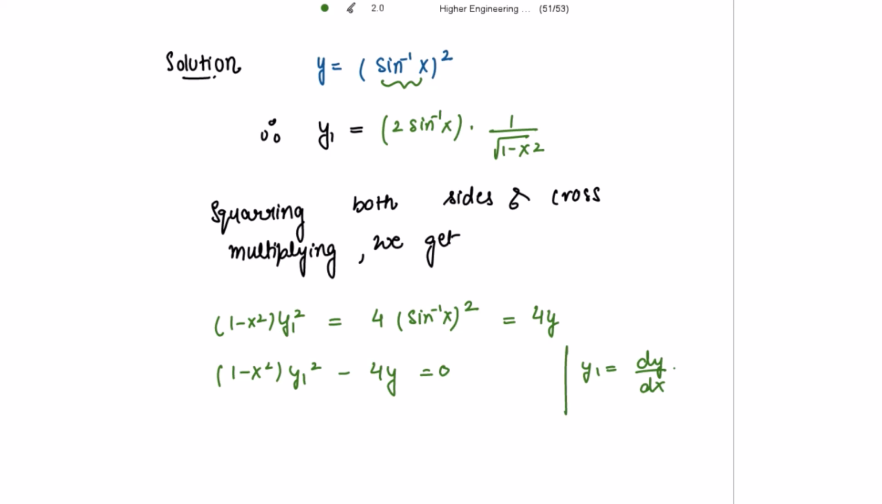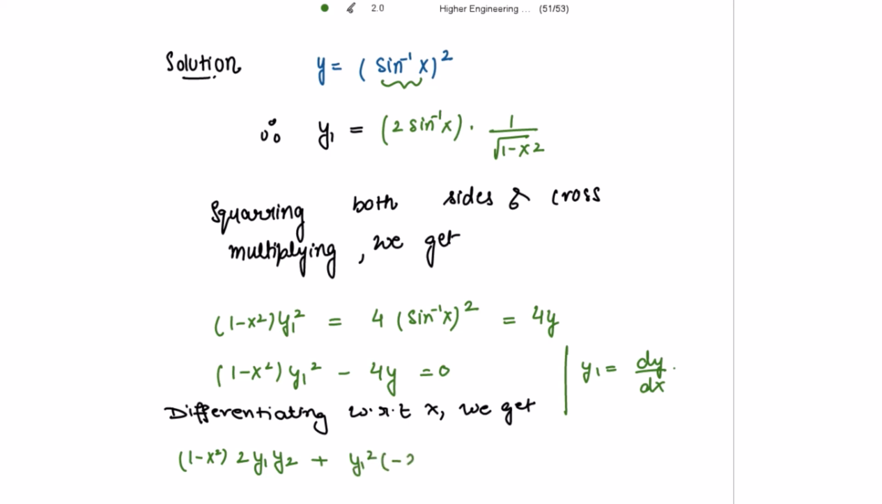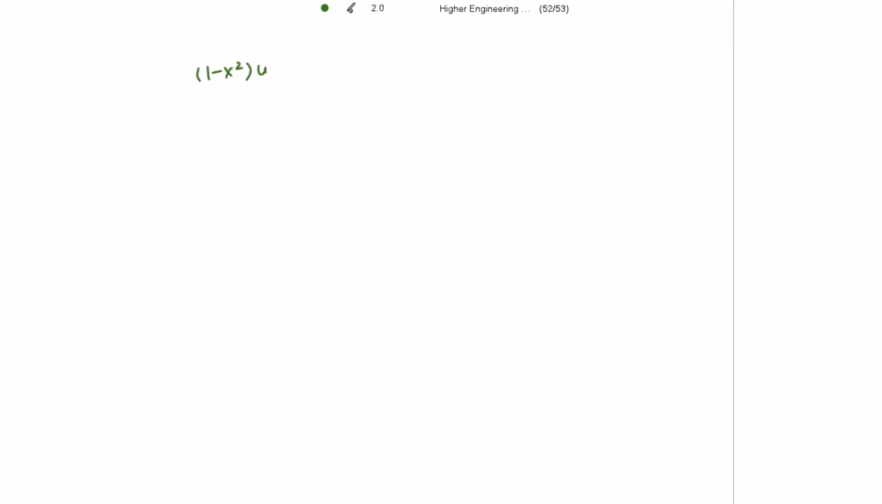And now let's differentiate this with respect to x again. First function, the derivative of second, that is 2y1 and then y2, that is second derivative of y, plus second function, derivative of first, that is minus 2x, minus 4y1 equal to 0. Dividing by 2y1 all over, we get 1 minus x square y2 minus x into y1 minus 2 equal to 0, right? And now we have to differentiate this n times by Leibniz rule.